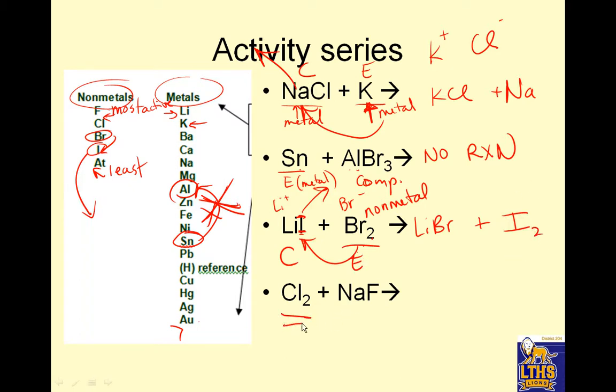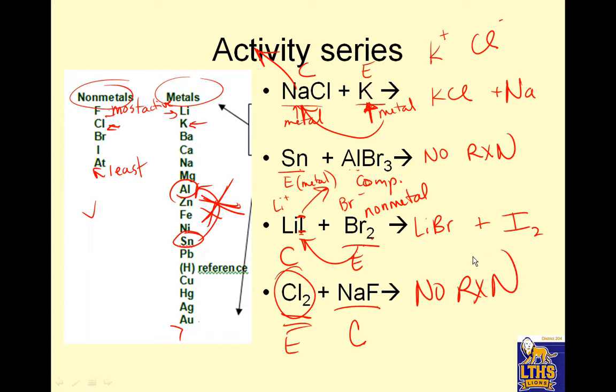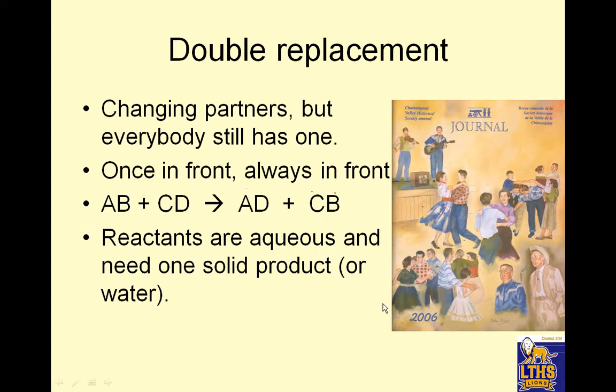All right, so here's chlorine as an element. Here's sodium fluoride. That's the compound. Chlorine's the element by itself. Can it kick out fluorine? Is chlorine more active? Well, let's see. Here's chlorine, and it's under fluorine. So guess what? This is a no-go because the element has to be more active than what it's trying to replace. Okay, that's how you use the activity series.